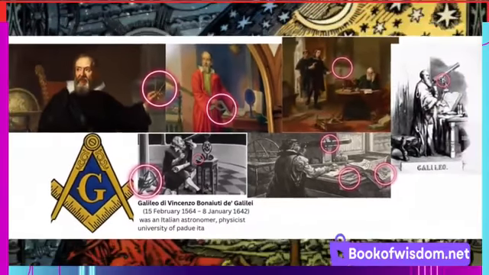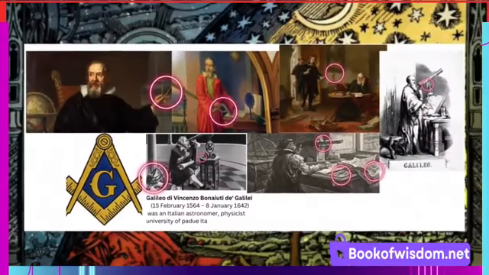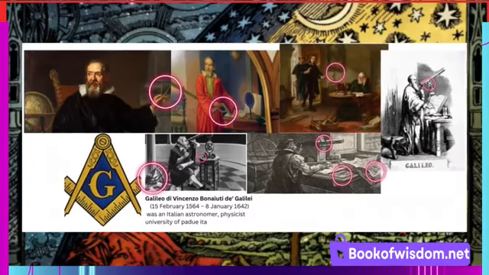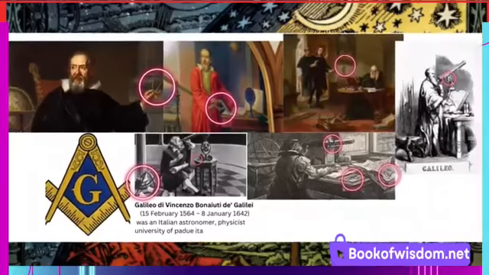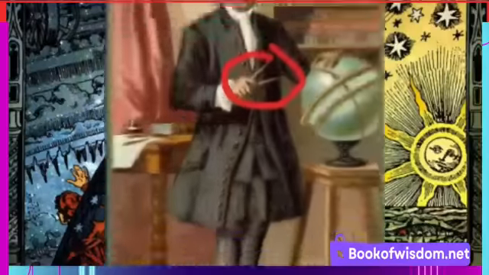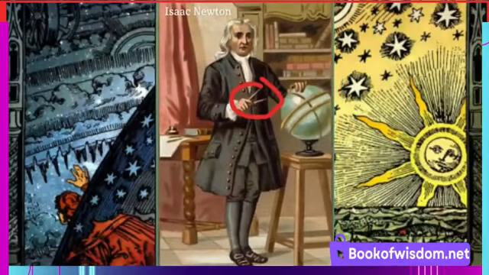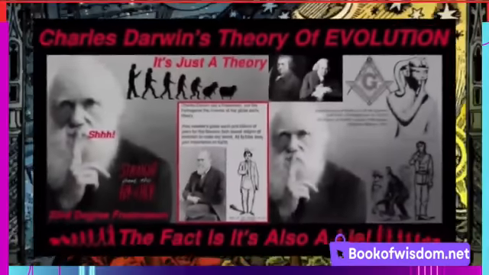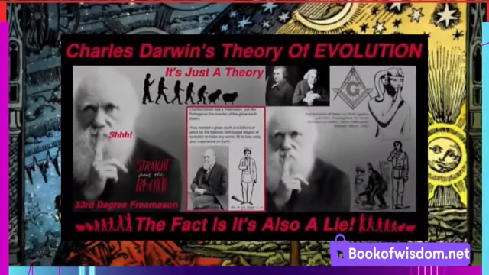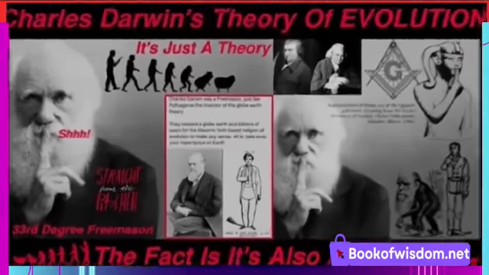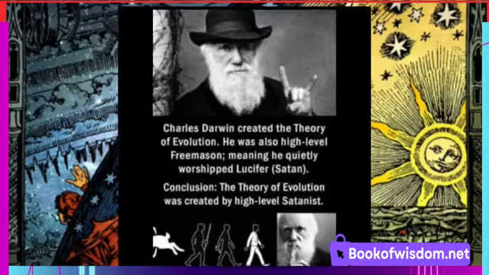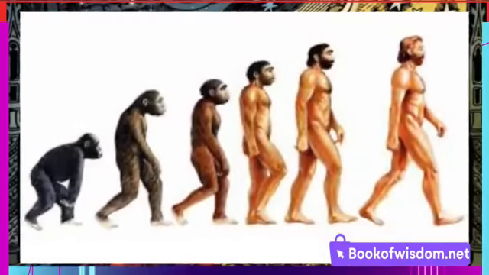Galileo was also a Freemason, as you could see in all of his portraits with a globe and a Masonic compass. He was also a massive part of introducing the globe model after Nicholas Copernicus. So yes, the globe model was a spiritual and political move to gain more control over the masses. After the globe model was then introduced, they introduced the theory of evolution by another Freemason, Charles Darwin. See how these two theories go hand in hand?